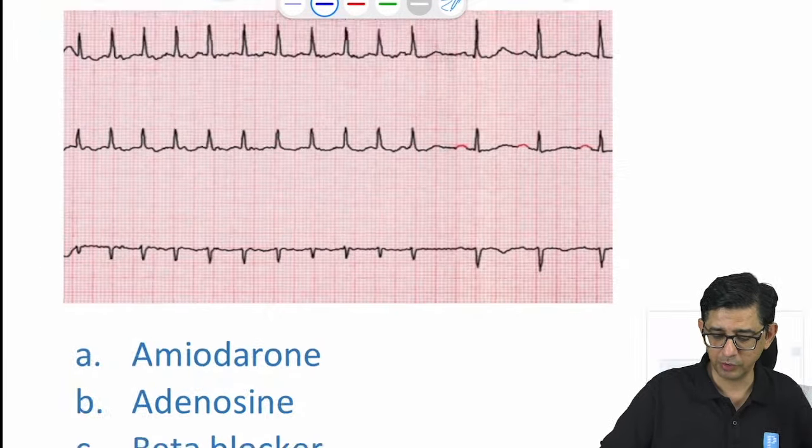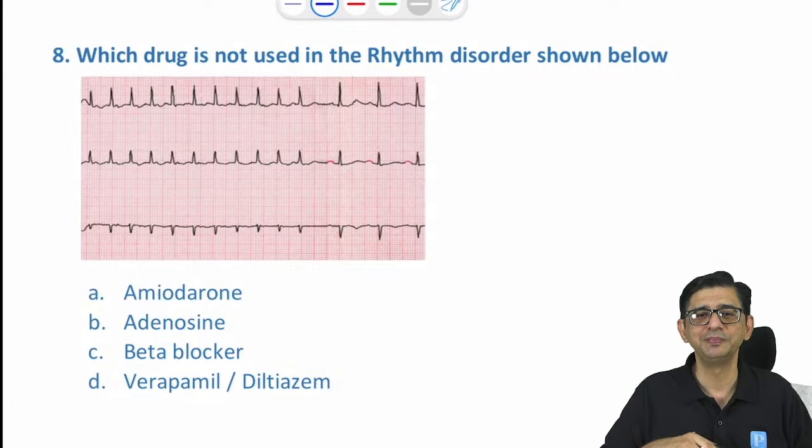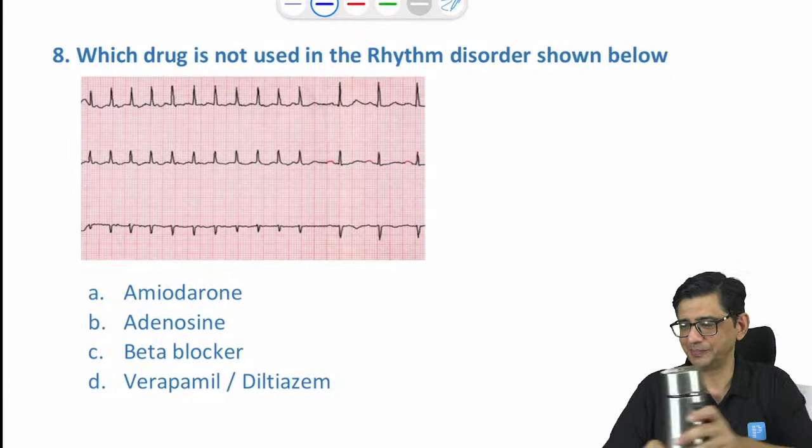This is a rhythm strip for atrial fibrillation, and he's saying which of the following drugs would not be useful. Yes, guys.